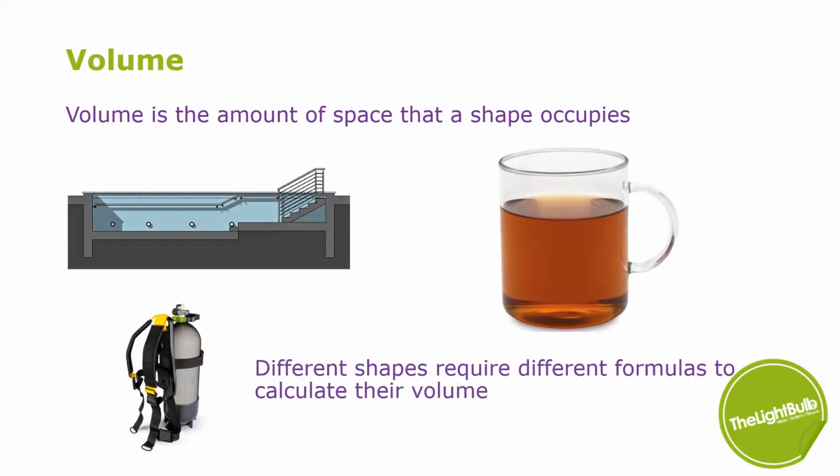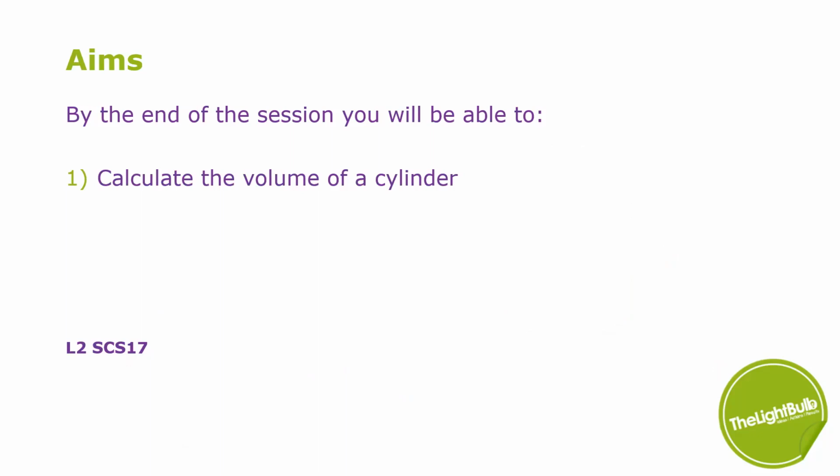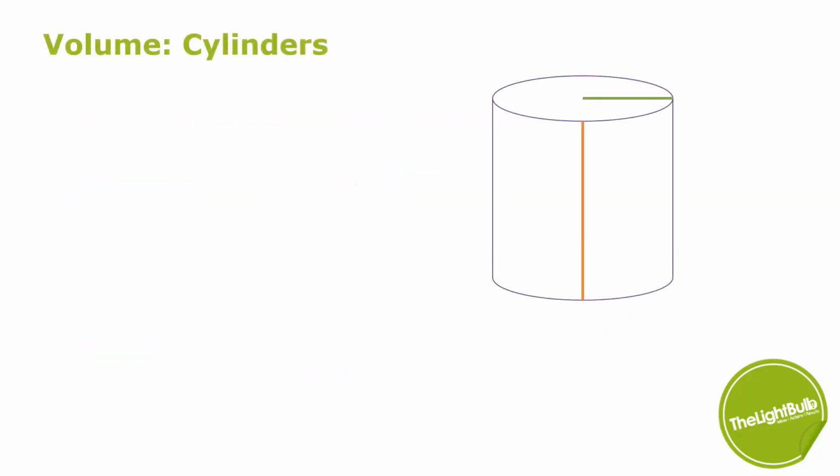Now, different shapes require different formulas to calculate their volume. Today we're looking at cylinders, so we're going to be considering the formula for how to calculate the volume of a cylinder. As I say, this is just a level 2 topic only. Now, here we have a cylinder. This could be a can of paint. It could be a can of your favorite fizzy drink. It could be a drain pipe. There's all sorts of cylinders that we encounter in our day-to-day lives.